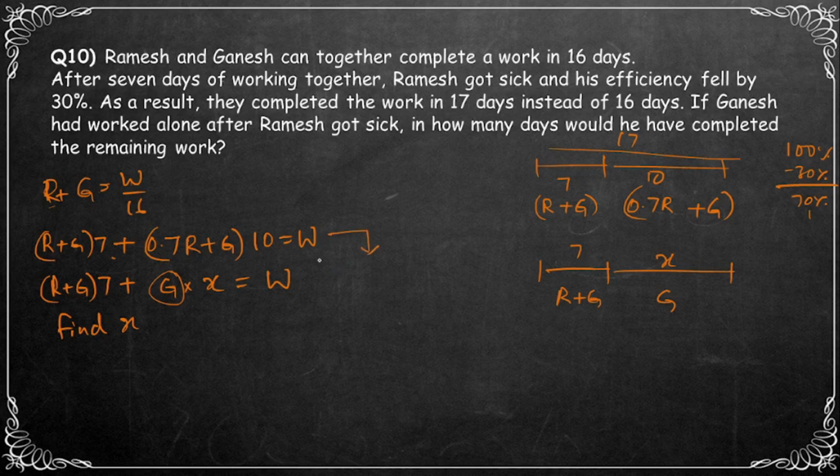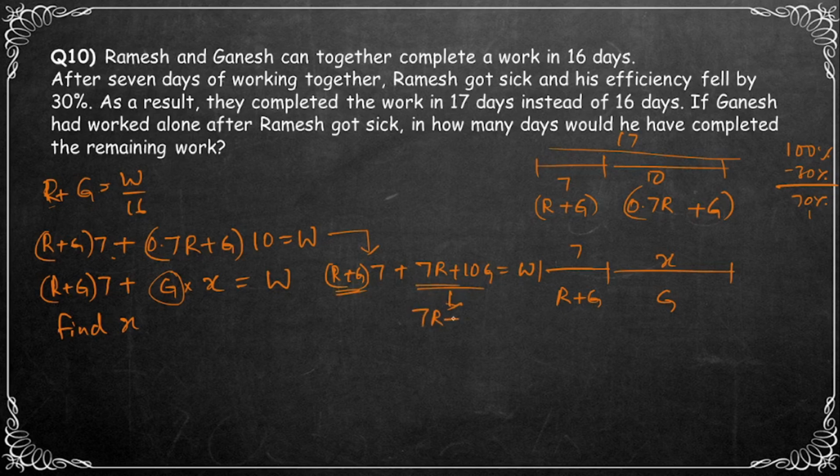So if we rewrite this equation, we can write it as (r plus g) into 7. So if 10 goes inside, 7r plus 10g is equal to w. So we already have r plus g. Now here it is 7r plus 10g. So how do we make it in terms of r plus g?